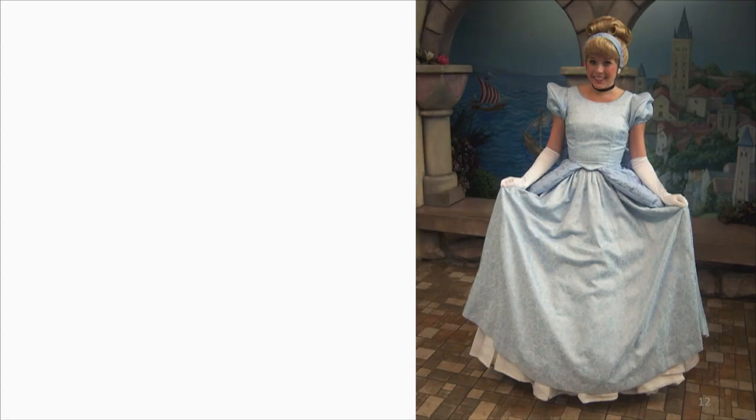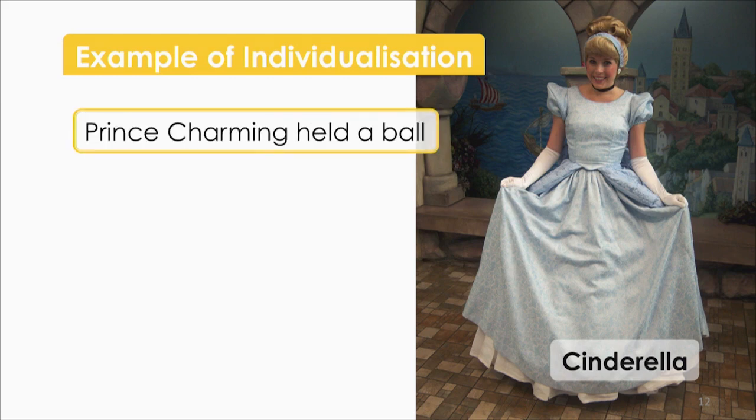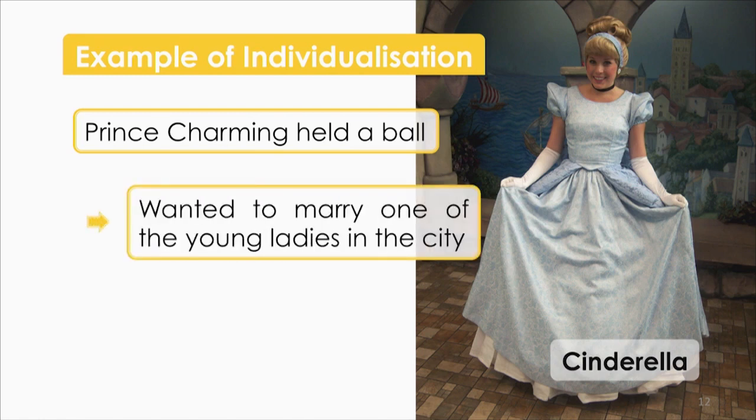Let's look at an example of individualization. And the example we're going to take is the fairy story Cinderella. So most of you will be familiar with this story from when you were small. And essentially the story is that the prince decided to have a ball. All the young ladies in the town were invited because he wanted to marry one of them, so he wanted to meet them all.